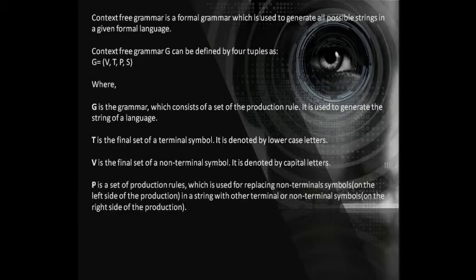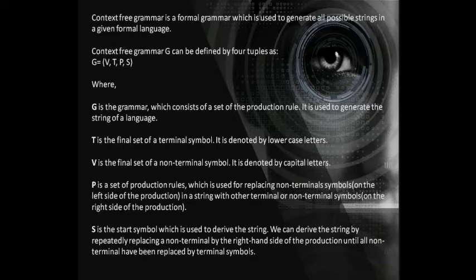P is a set of production rules which is used for replacing non-terminal symbols in a string with other terminal or non-terminal symbols. S is the start symbol which is used to derive the string. We can derive the string by repeatedly replacing a non-terminal by the right hand side of the production until all non-terminals have been replaced by the terminal symbols.